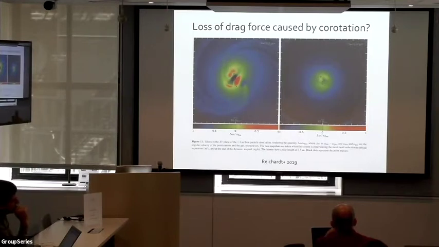And Ursula's group has looked at this as well. Tom Reichert has a new paper, and they've plotted the difference in the angular rotation speed between the particles and the gas in their vicinity. And they find that during the plunge-in, there are large differences, but just after the plunge-in, during this slow spiral-in, those differences are much, much smaller. And so there is a certain amount of co-rotation.